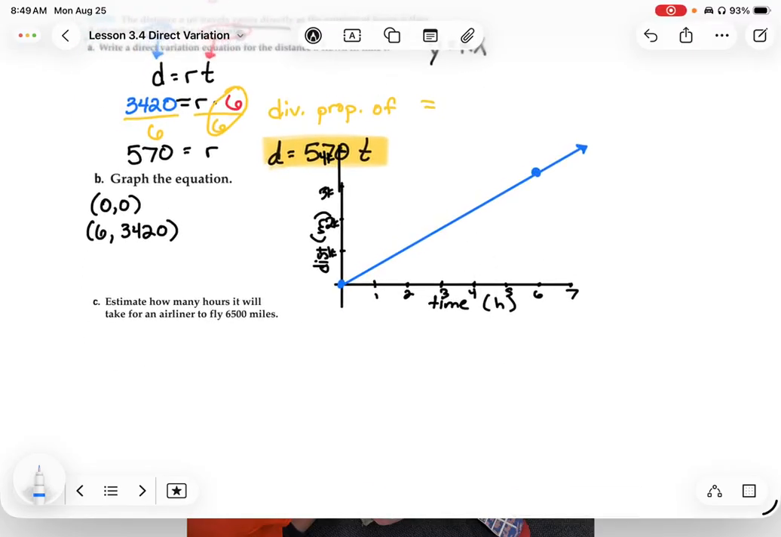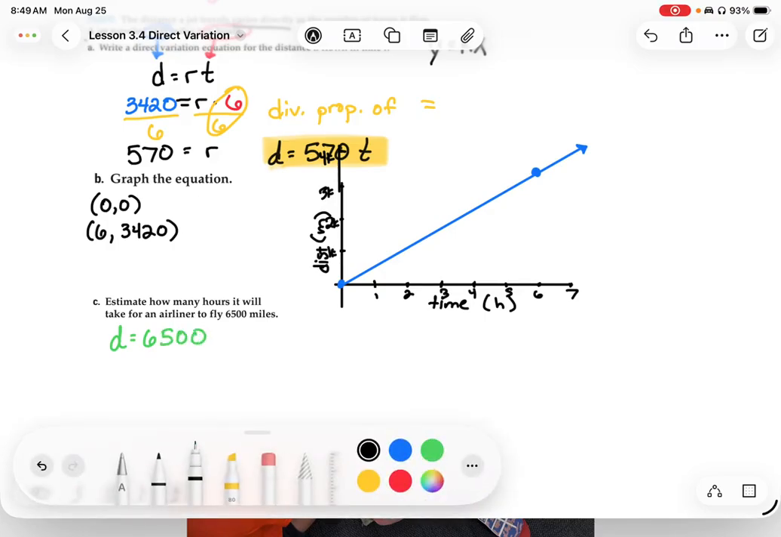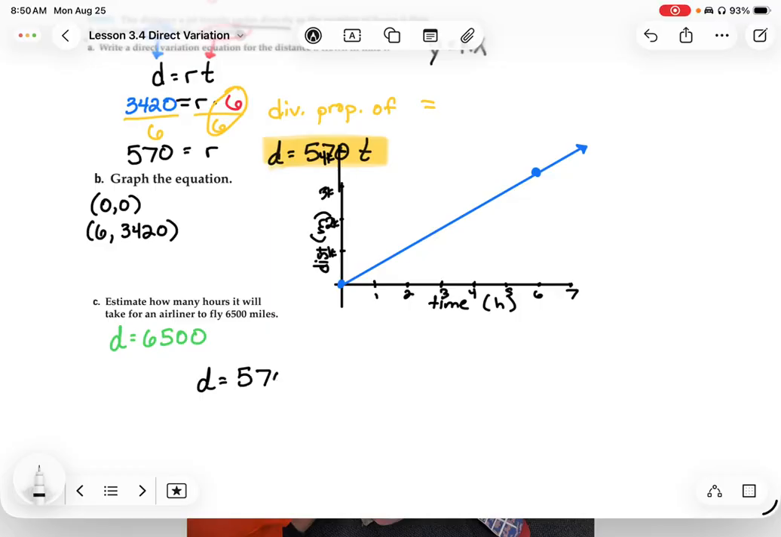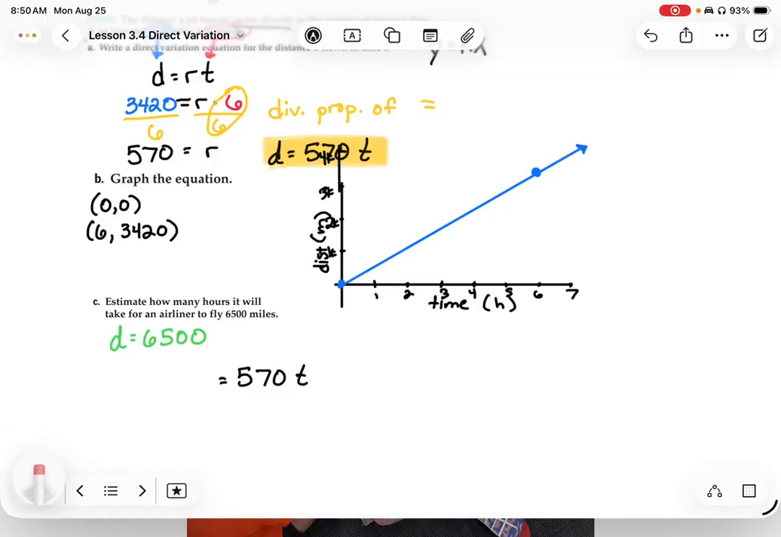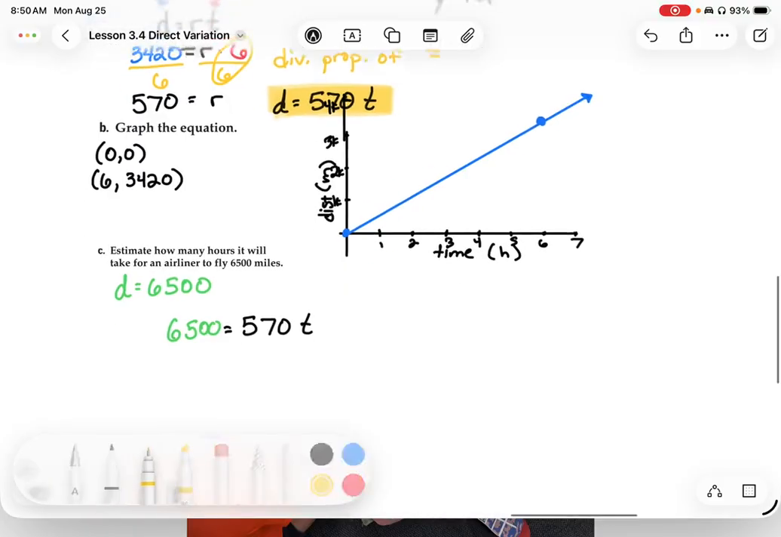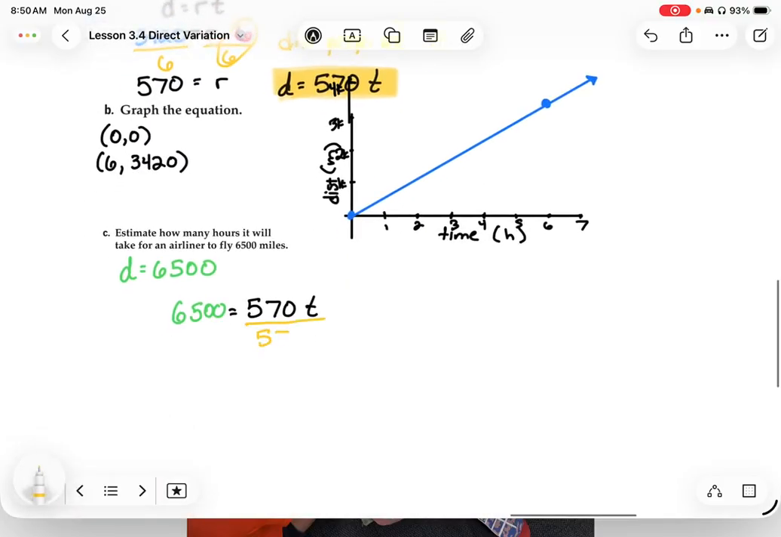Okay, and then the last thing we're going to do is estimate how many hours it will take for an airliner to fly 6,500 miles. So that means the distance is going to be 6,500 miles, and it wants us to find the time. So let's take our equation, which was d equals 570t, and we're going to replace the d with 6,500. And so we're going to have to do some division here. We're going to use the division property of equality to divide both sides by 570. So these 570s are going to cancel.